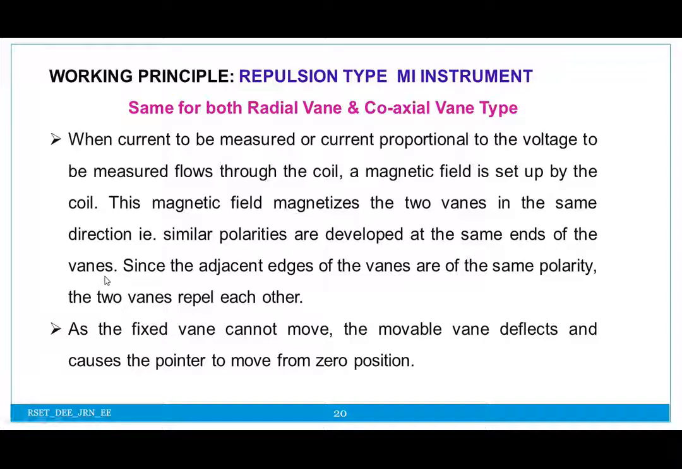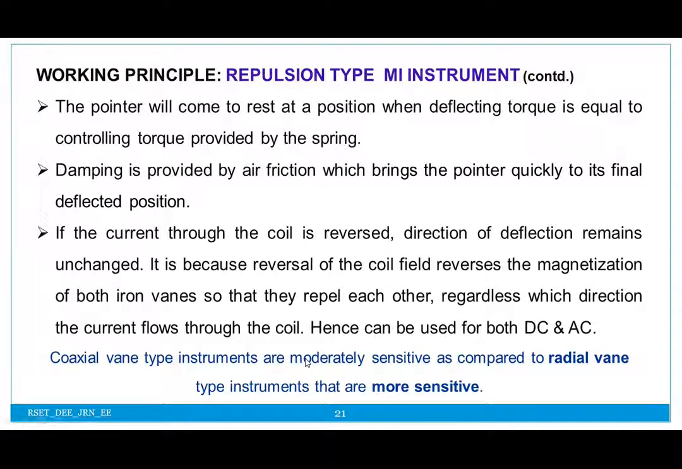We have already seen the diagram, the previous diagram. Since the adjacent edges of the vanes are of the same polarity, the two vanes repel each other. As the fixed vane cannot move, the movable vane deflects and causes the pointer to move from zero position. The pointer will come to rest at a position when the deflecting torque is equal to the controlling torque provided by the spring. Damping is provided by air friction, which brings the pointer quickly to its final deflected position.